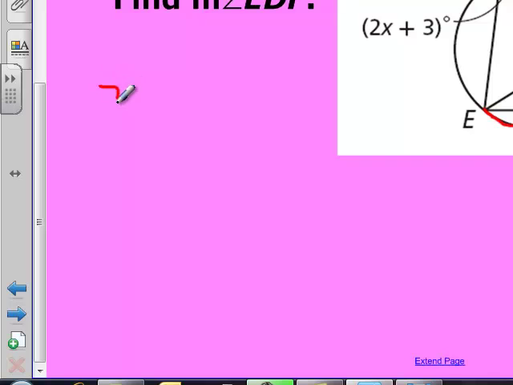So I would set the 2x plus 3. Sorry if you are hearing, and I'm sure you are, the mouse here. With time, that will get fixed.